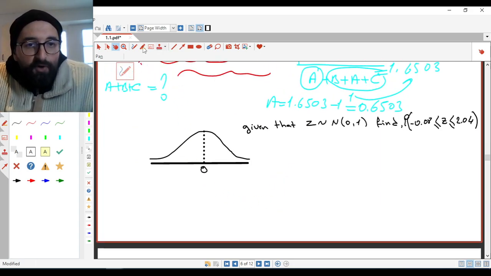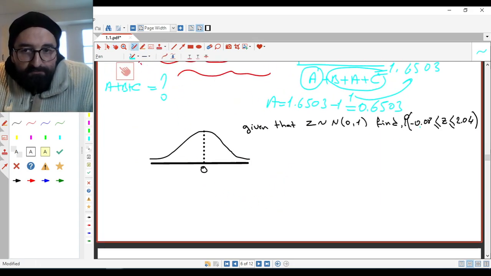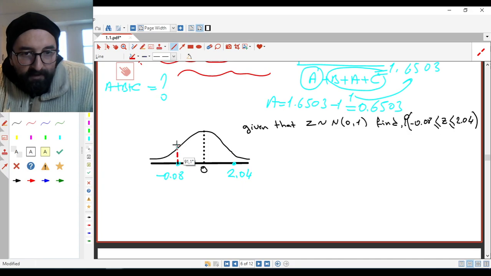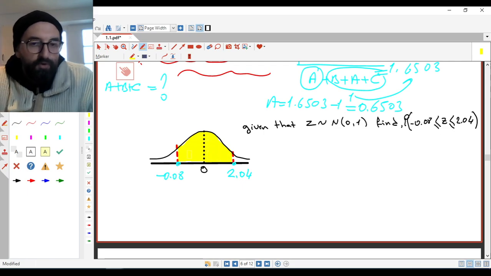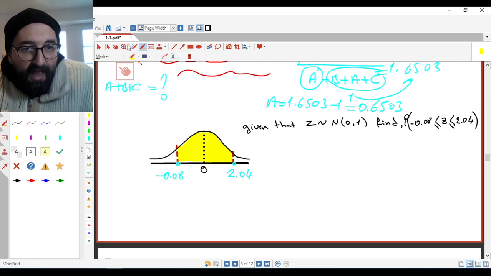Firstly, we are looking for the probability of negative 0.08 and 2.04. And firstly I have to draw this line, and I am looking for greater than negative 0.08 and less than 2.04, this area.